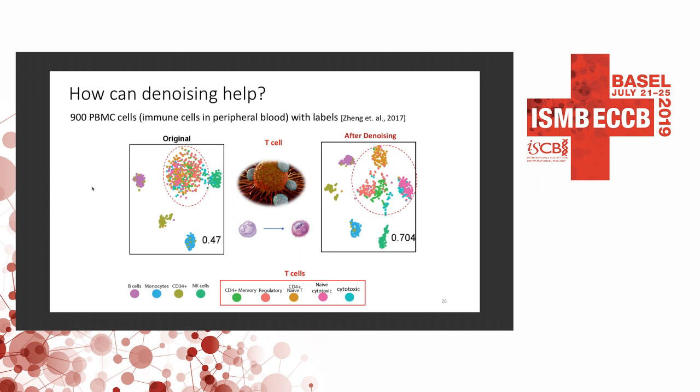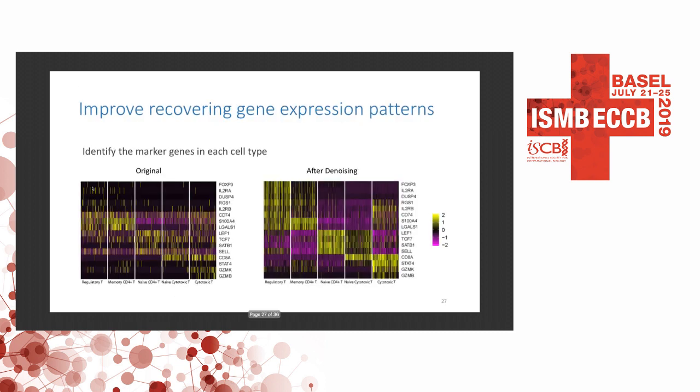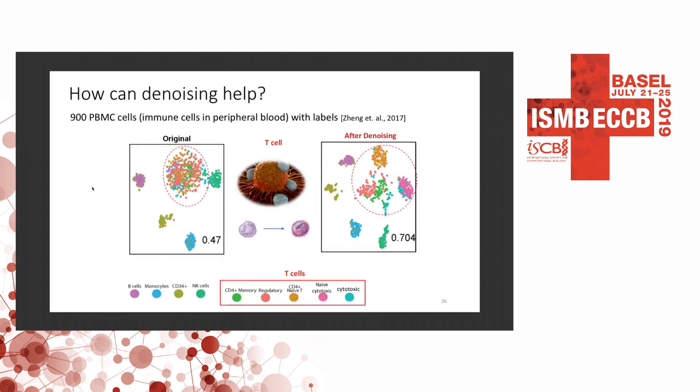So this is one snapshot of how denoising can help. This is a visualization of some PBMC data. If you do not do denoising, when you visualize the cells, these are the cell type labels, you can see the T cells are mixed together. If you do denoising and then visualize, you can see the T cells are much better separated. So it makes your cells cleaner.